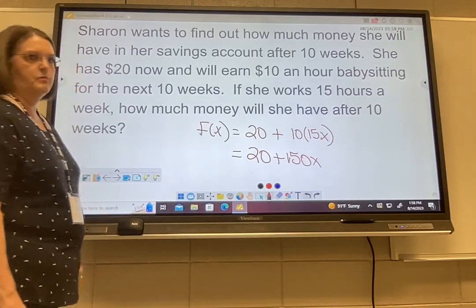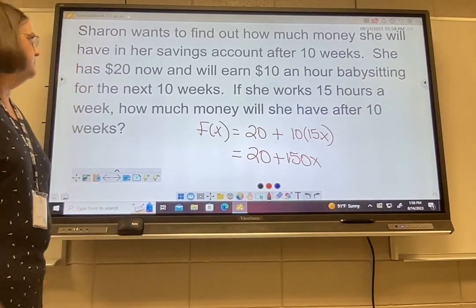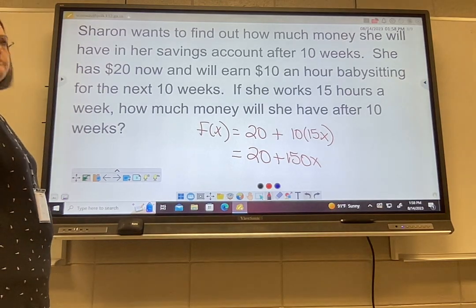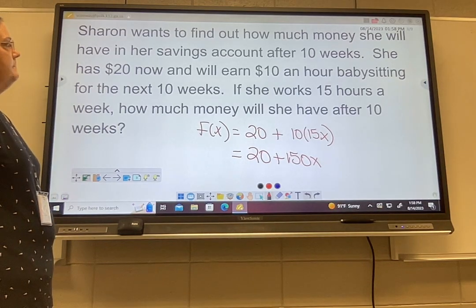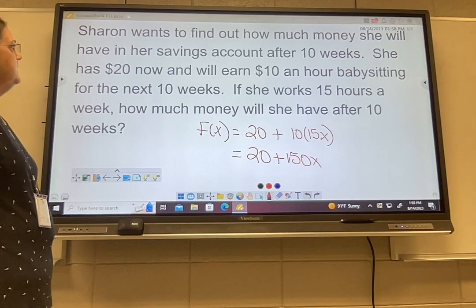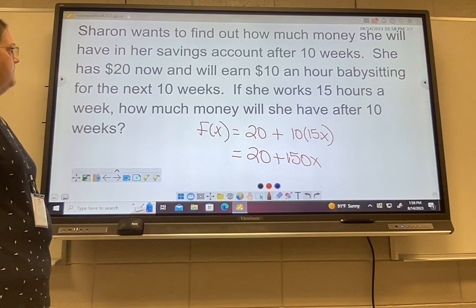All right, this is the word problem that we're going to be using. This is the real world example. Sharon wants to find out how much money she will have in her savings account after 10 weeks. She has $20 now and will earn $10 an hour babysitting for the next 10 weeks. If she works 15 hours a week, how much money will she have after 10 weeks?